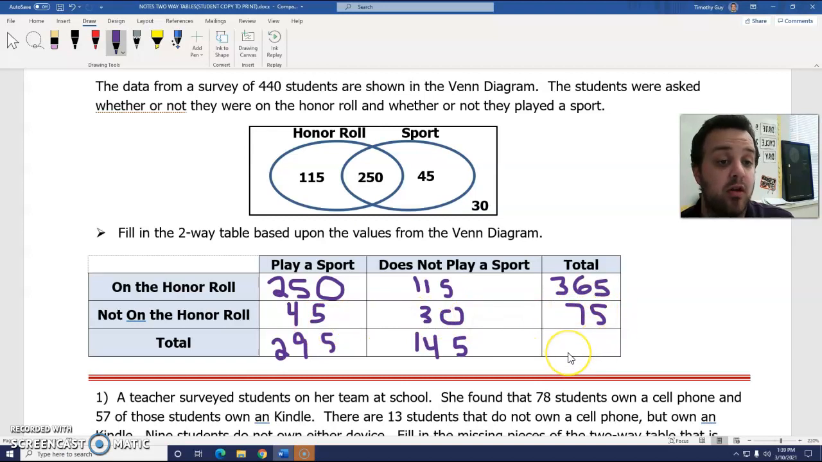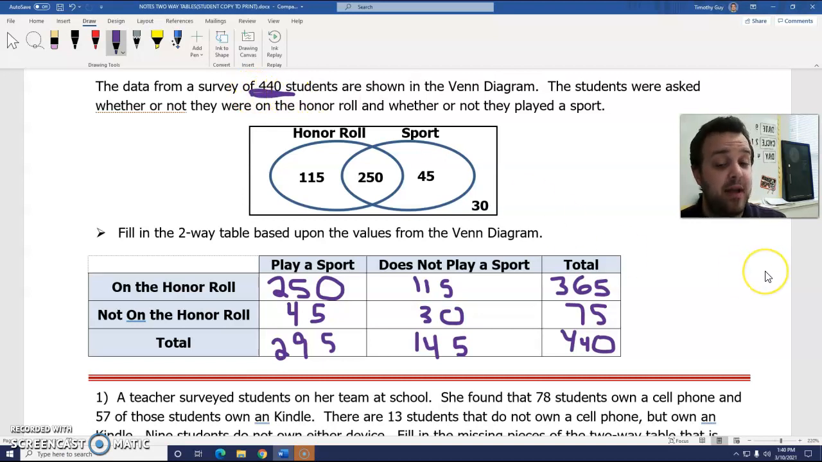Now, the bottom right corner, this is sort of like the linchpin of this entire two-way table. This is going to tell you if you did it correctly or not. What you're going to do is add the total from this column and the total from this row, and they should add to the exact same thing. So, for example, if I add 295 and 145, I'm going to get 440. Okay? When I go over here, if I add 365 and 75, I'm also going to get 440, which means that we did this correctly. Okay, they add up to the same number. This is the total number of people in the survey, which you'll see right here, 440 people in the survey.